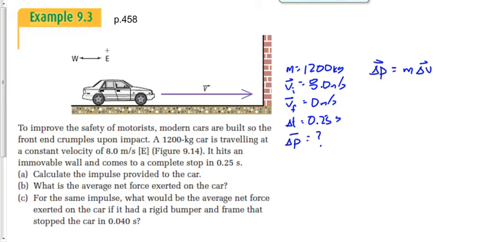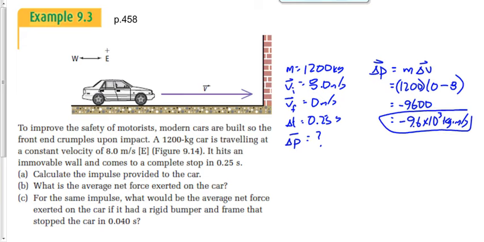Now in this case, because vf is 0, you'd get away with that. But if vf wasn't 0, then you'd get the wrong answer by just saying m times v. That make sense? M times delta v: 1,200 kilograms times 0 minus 8. If that was a 2 minus 8, it would be a really big deal not to miss that. 1,200 times negative 8 gives me negative 9,600, which we should round to two digits: negative 9.6 times 10 to the 3 kilograms meters per second.